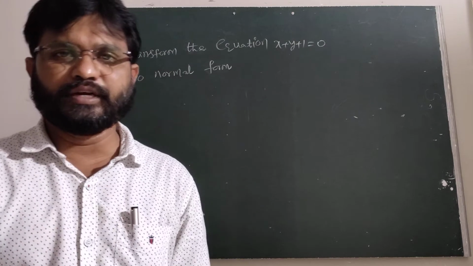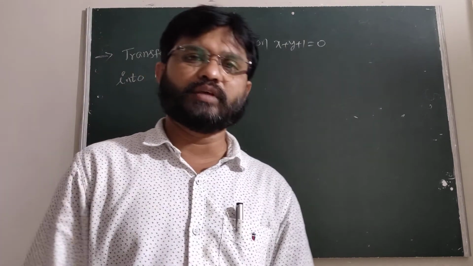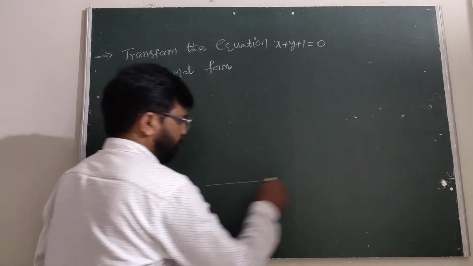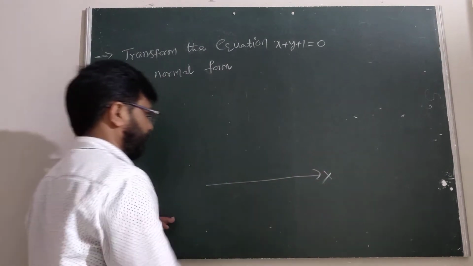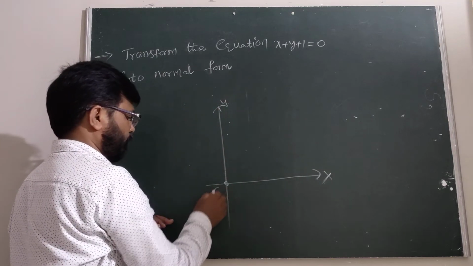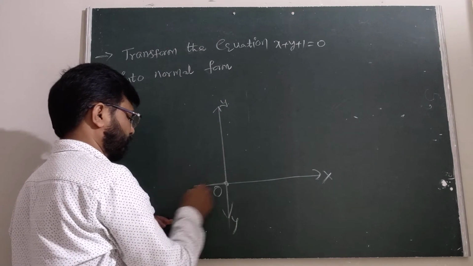Yesterday we discussed the equation of the straight line in the normal form. We know that the horizontal line is the x-axis, the vertical line is the y-axis, and their point of intersection is the origin. Is it clear?